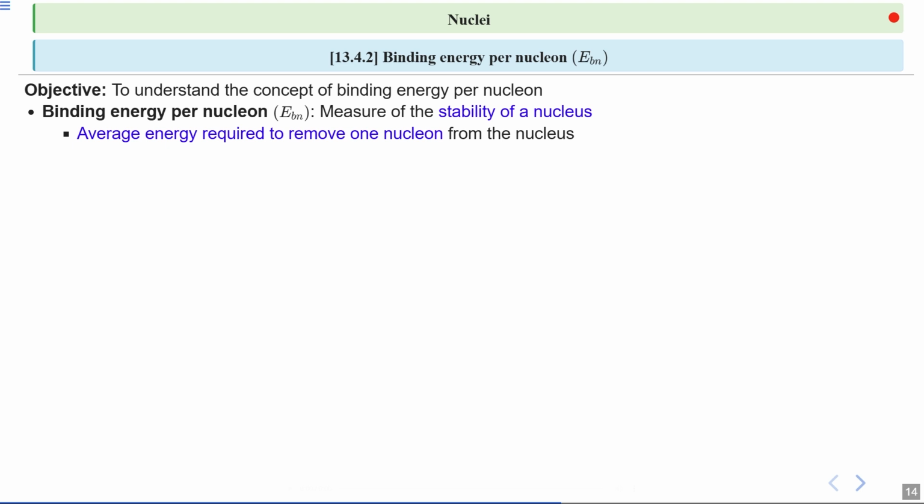Let's look closer at what binding energy per nucleon represents. It's the average amount of energy needed to remove just one nucleon, either a proton or a neutron, from the nucleus. So if you imagine pulling out one building block from a tightly packed structure, this energy tells us how hard that would be. Thus, we can write binding energy per nucleon as EBN equal to EB upon A.